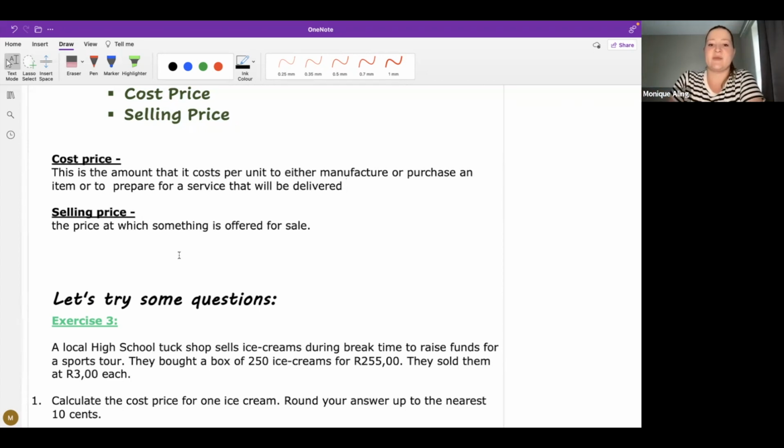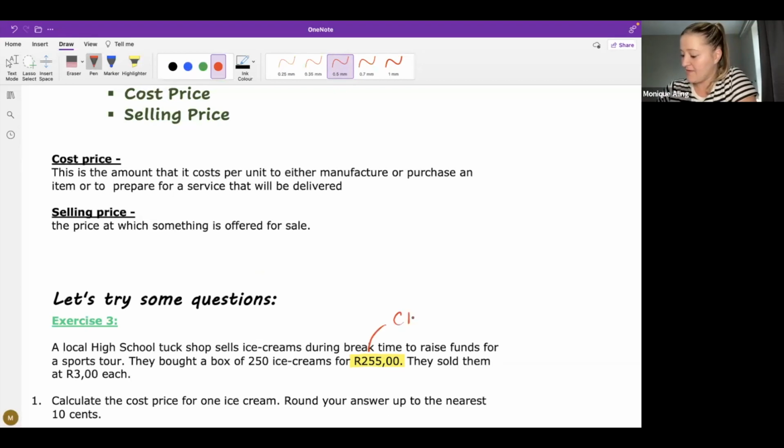Which one is our cost price? What amount there is our cost price? Who can tell me what the cost price is in this situation? So I see two answers there, but that's not a price. That's how many ice creams they bought. Good, Chloe, good. I see the right answers coming in. So it's always good to identify these things before we start the questions. Here's our cost price.